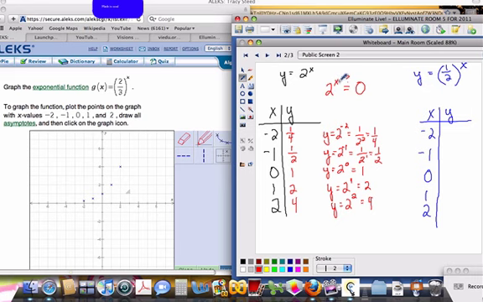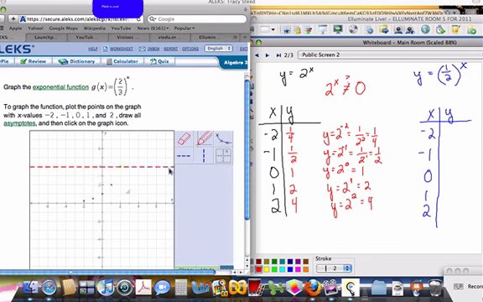So if I take a number and I raise it to some power, can it ever equal 0? And the answer is no. I want you to think about that. Okay? And so that's where my asymptote is going to be. So we're going to click on this horizontal asymptote, and we're going to place that right here on the x-axis.